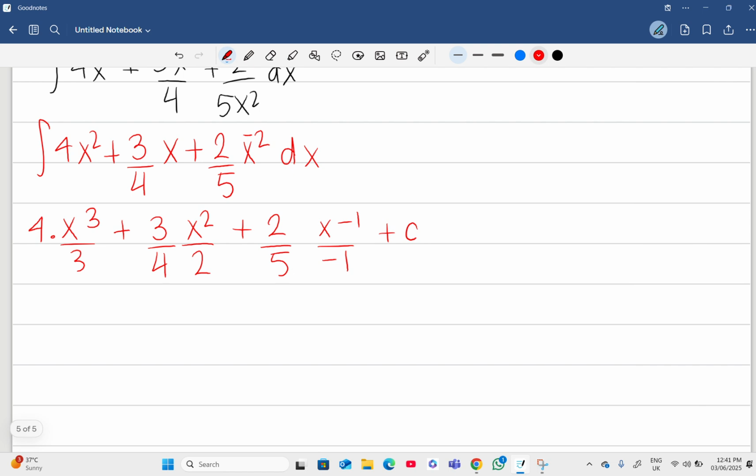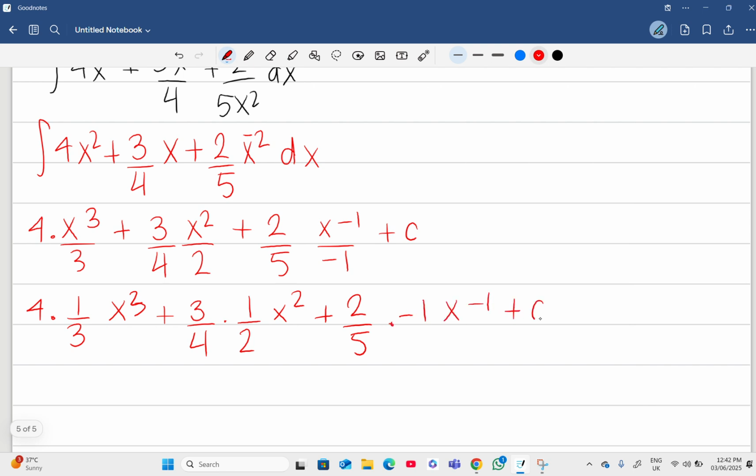Now, I'm going to simplify further. If you know, good for you. If you don't, we'll do this so you don't get confused. Now, 4 multiplied by x to the power of 3 over 3 is the same thing as saying 4 over 3 x cubed. Plus, now I'm going to take the 3 over 4. X squared over 2 is the same thing as saying 1 over 2 x squared. Plus, I'm going to take the 2 over 5. Now this is obviously 1 over negative 1, which we know is negative 1 x to the power of negative 1 plus c.